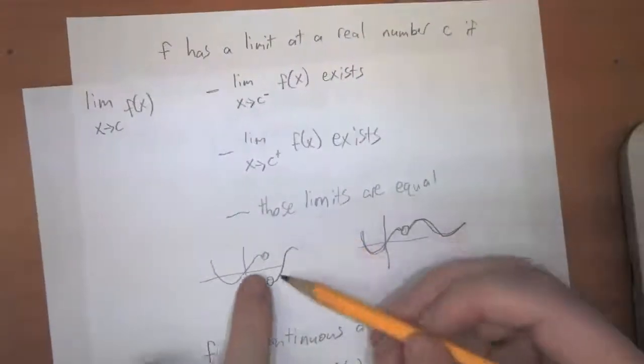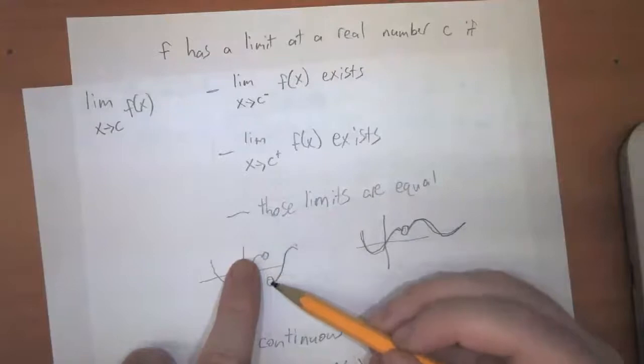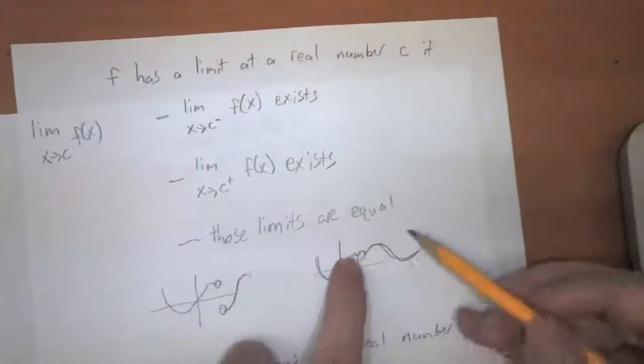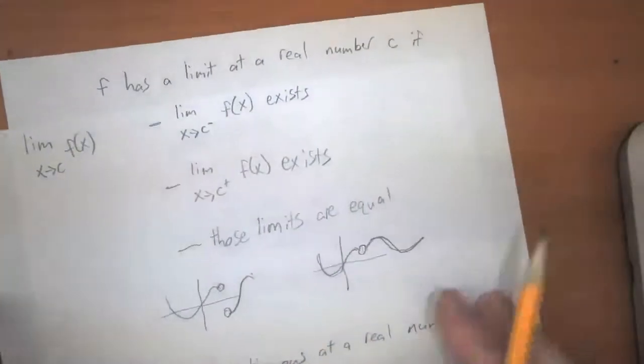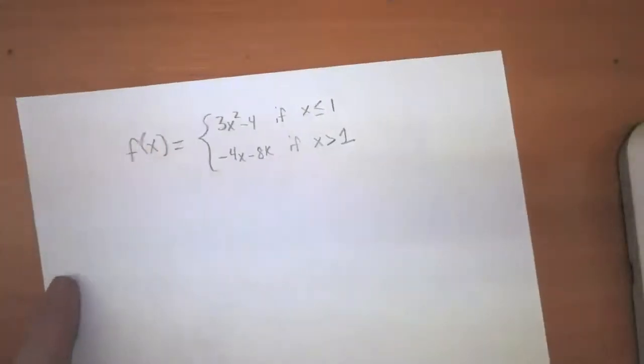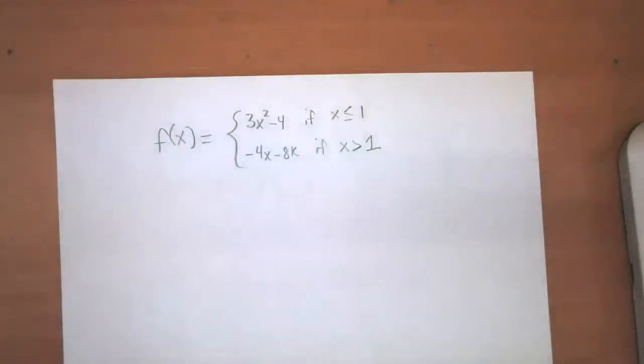So for instance, we've got two functions like this, and you can set a value of k for one of them that's going to make the left and right branches line up like this. All right, so the example that we've got here is that f of x is equal to 3x squared minus 4 if x is less than or equal to 1, and it's negative 4x minus 8k if x is greater than 1. All right, so this looks like a whole lot.